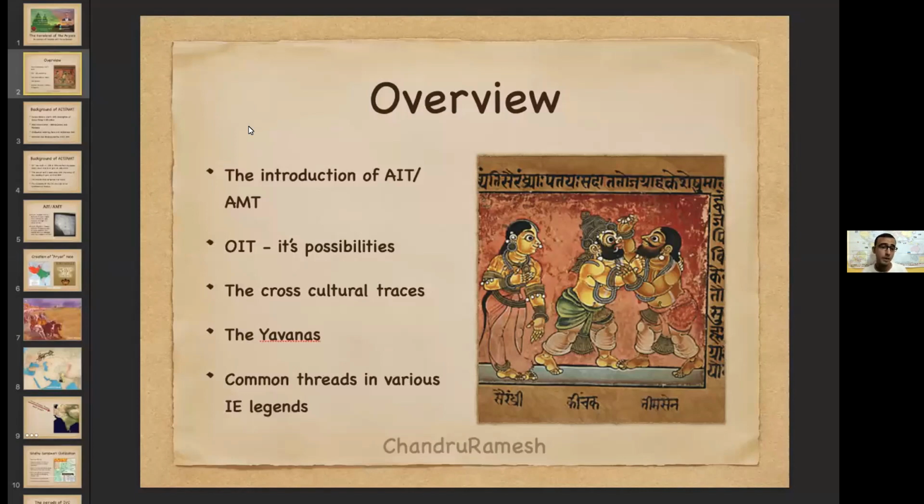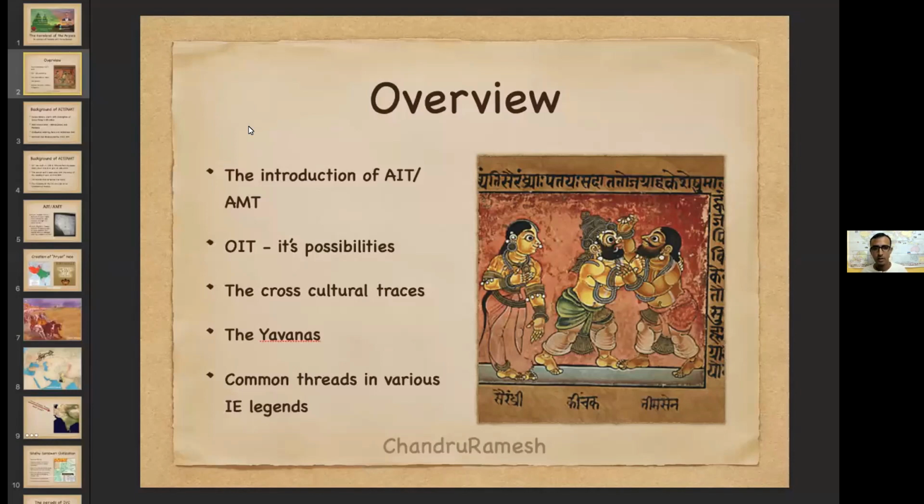And the fourth part will be a case analysis of the Yavanas. Most of you would have heard about the Yavanas and the Malaysia. These are very famous. Generally, we think that Yavana is one religion and the Malaysia is another religion. It's not exactly that way.